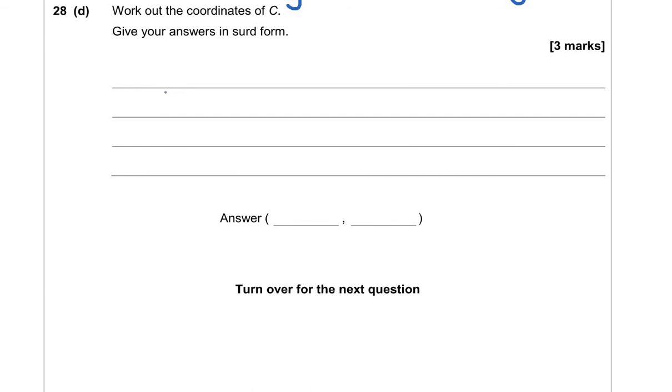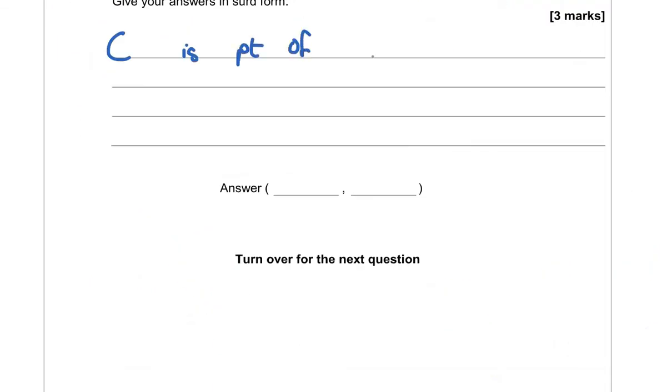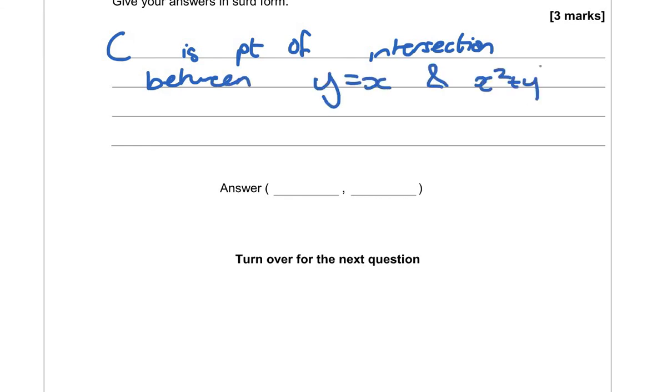Okay, work out the coordinates of C. Give your answers in surd form. Okay, so we can see that C is the point of intersection between this line, CM, the one we've just worked out, and our curve. So all we've got to do is solve them simultaneously. C is the point of intersection between y equals x and x squared plus y squared equals 36.